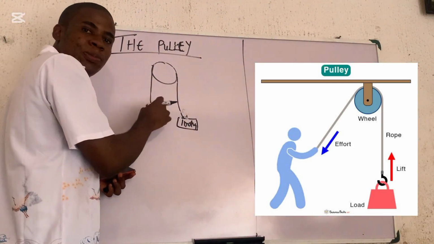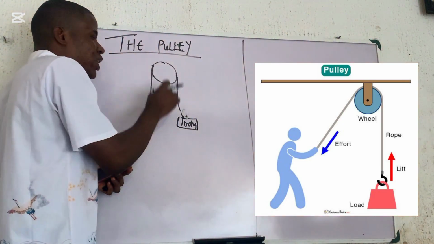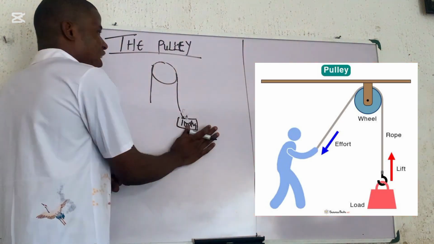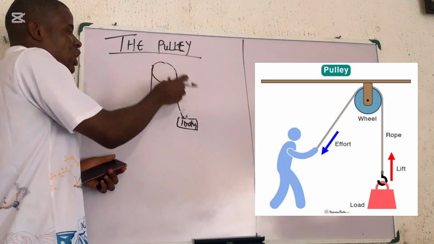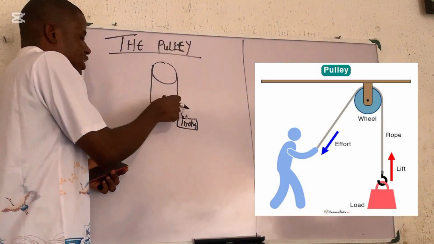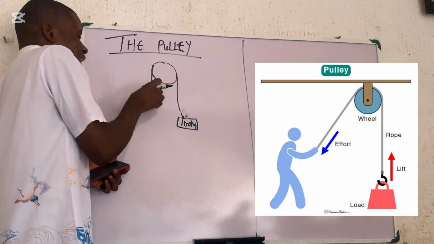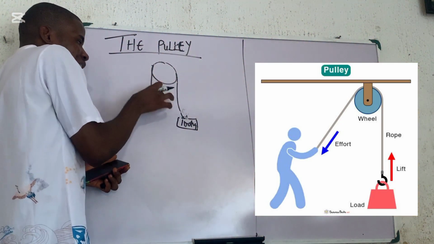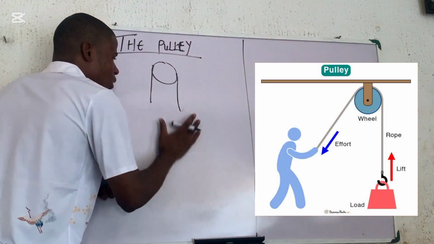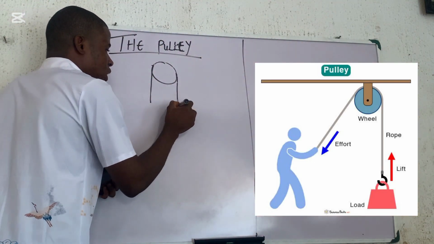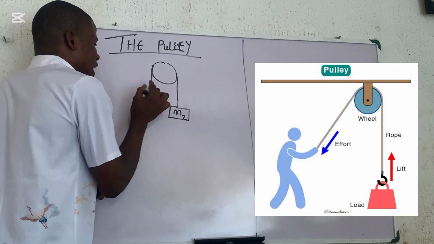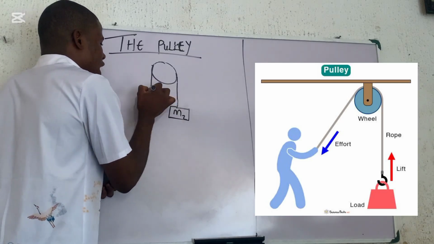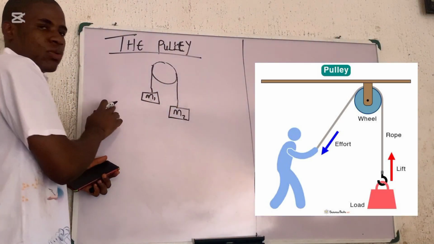So by now I've explained what a pulley is. A pulley is a weightlifting machine. Now class, the aim of this video is to resolve forces acting on the object that has been lifted up. I have a pulley. I have a mass called M2, and I have another mass called M1.